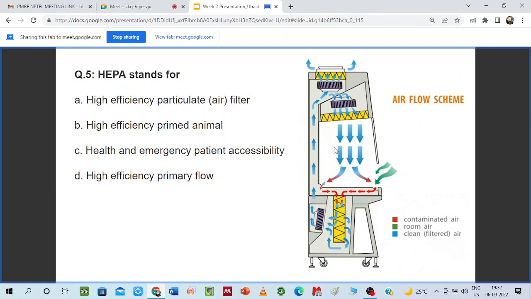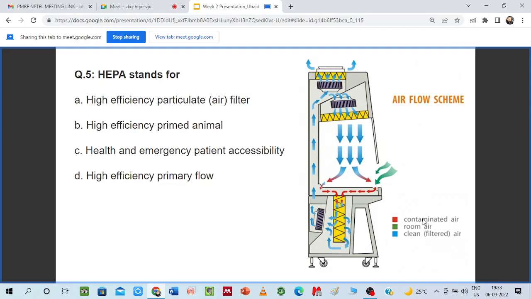As I already explained in the previous slide, these hoods contain these HEPA filters, and air is passed through these HEPA filters. And these HEPA filters have a pore size of less than 0.2 micrometer, and the majority of the viruses, bacteria, and spores have a size of more than 0.3 micrometer. So all these will be blocked from entering into this working space of the cell culture. So they will prevent contamination in the cell culture. So they are high efficiency particulate filters, the full form of HEPA.